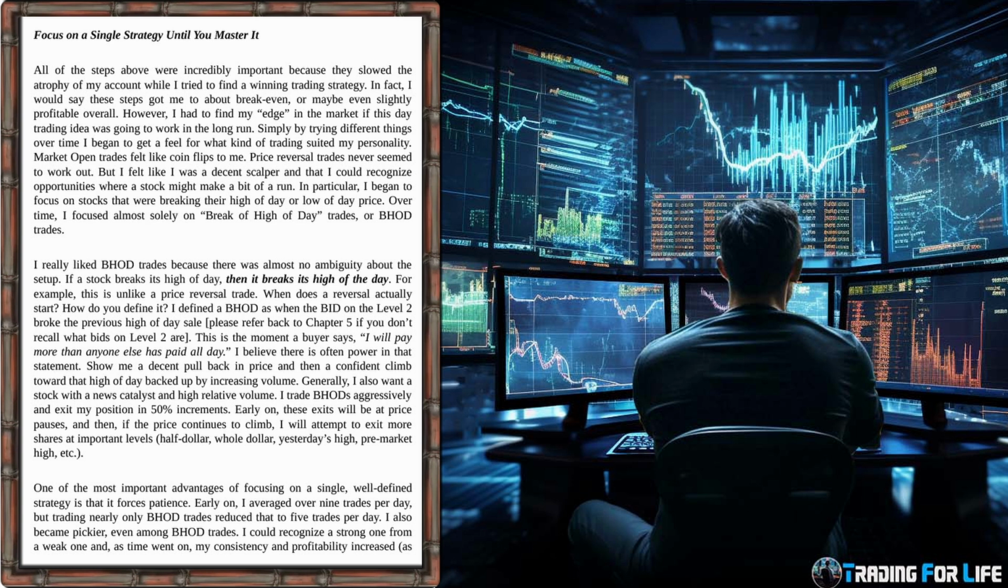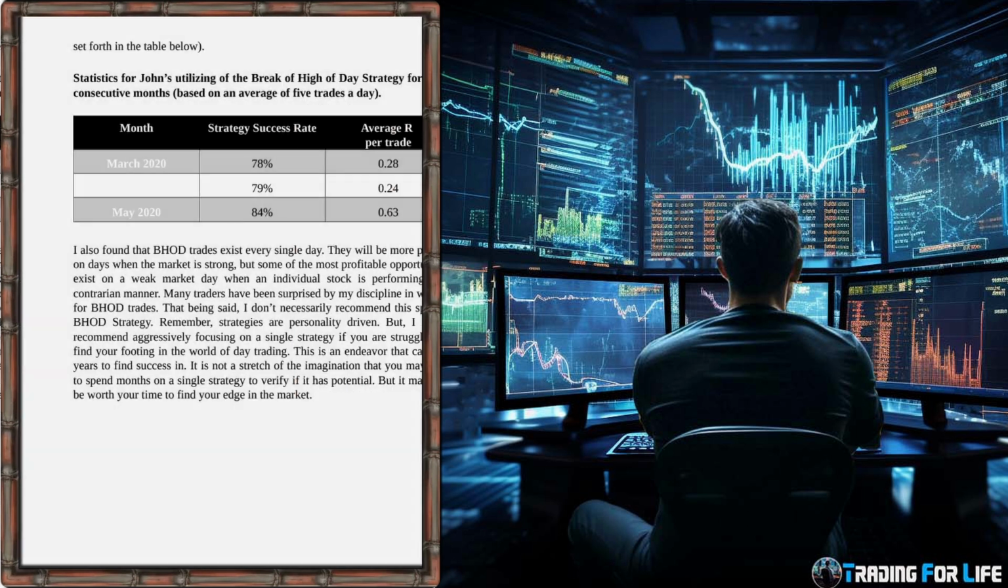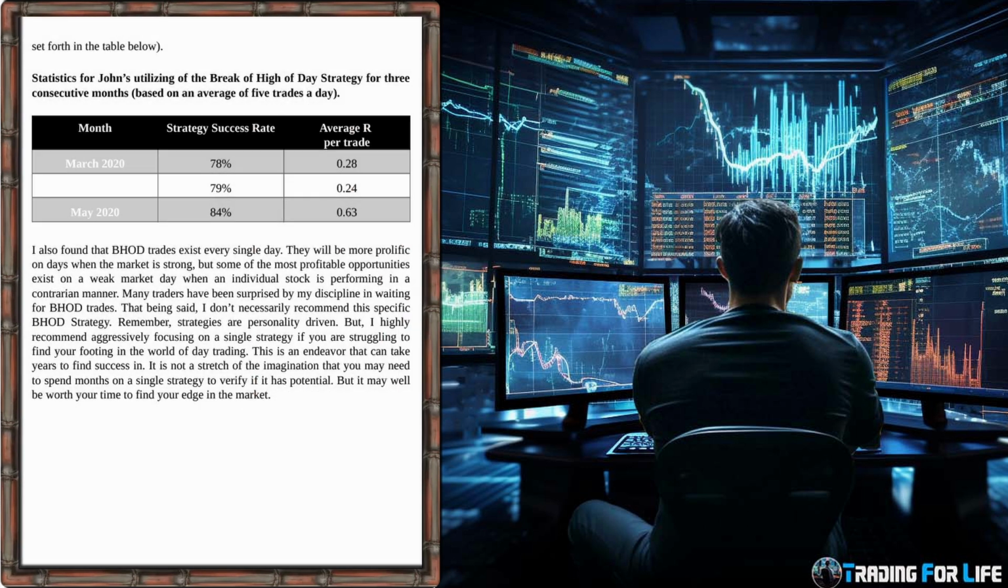I could recognize a strong one from a weak one, and as time went on, my consistency and profitability increased, as set forth in the table below. I also found that BHOD trades exist every single day. They will be more prolific on days when the market is strong, but some of the most profitable opportunities exist on a weak market day when an individual stock is performing in a contrarian manner.